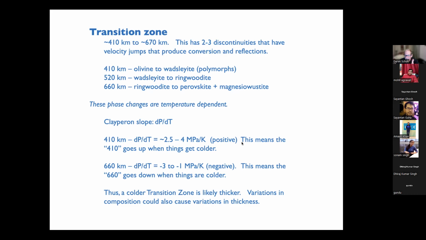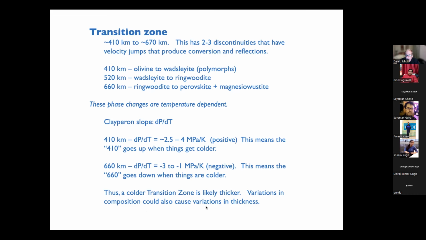The opposite thing means the 410 goes up when things get colder. The 660 kilometer discontinuity has a dP/dT of -3 to -1 megapascal per Kelvin. So this means that the 660 goes down when things are colder. So if I have a cold section in the transition zone, it should get thicker. If I have a hot thing ascending through the transition zone, such as the mantle plume, the transition zone should get thinner.